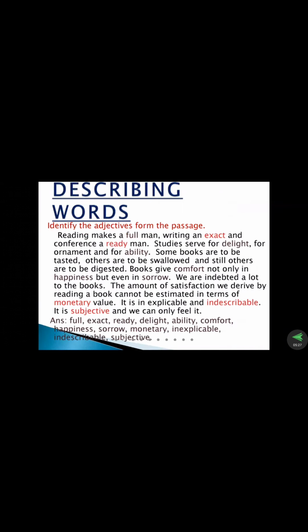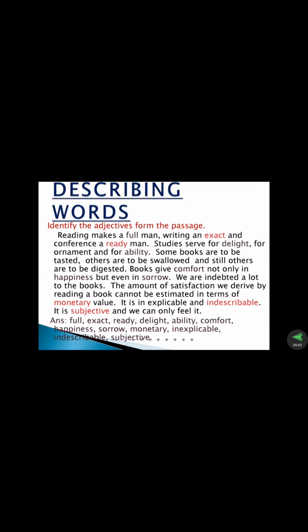Okay. Similarly, here a paragraph is given. In the exam also a paragraph is given. Then you are asked to identify as many adjectives as possible. I can read it for you. The question is, identify the adjectives from the passage. Reading makes a full man, writing an exact man, conference a ready man. Studies serve for delight, for ornament, and for ability.